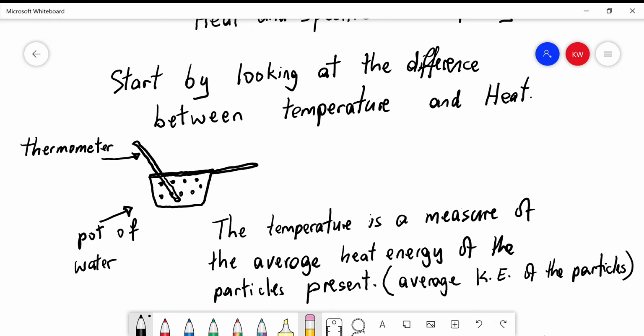When we consider the temperature, we consider the different particles present, the water molecules. They'll be moving at different kinetic energies. But if you were to take the average kinetic energy of all the molecules, that is what we mean when we talk about the temperature. It's a measure of the average kinetic energy or heat energy of the particles present.